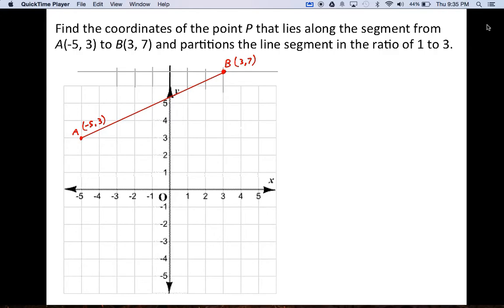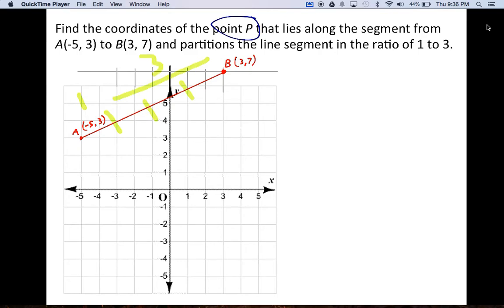Let's try another problem here. So we want to find the point, that's the bottom line, find the point P that is on this line segment somewhere that splits it in a ratio of 1 to 3. So again, remember, that's going to split it so that we have one part over here and 3 parts over here. That's our goal.